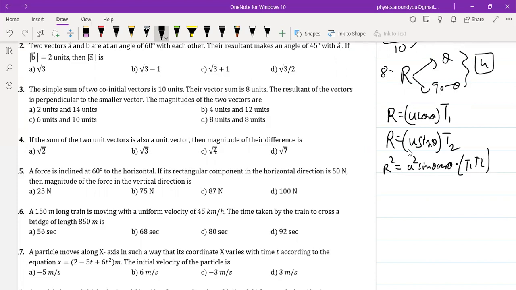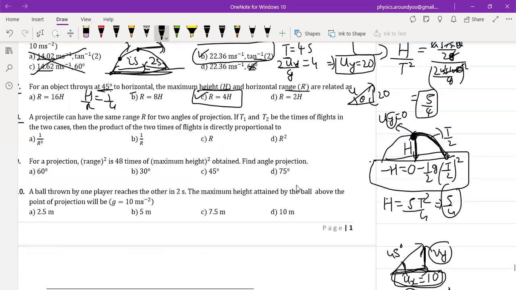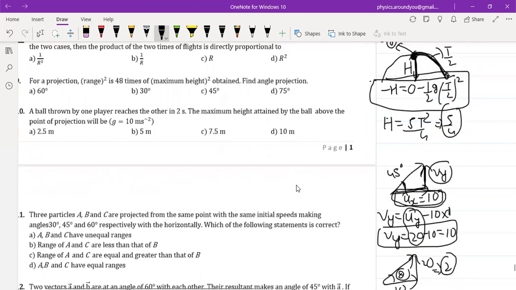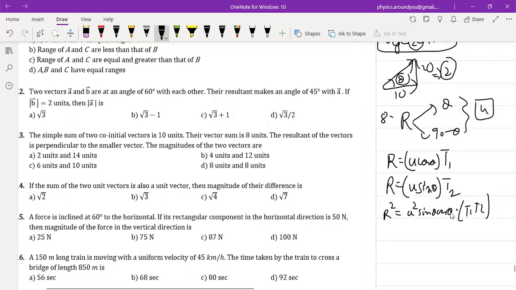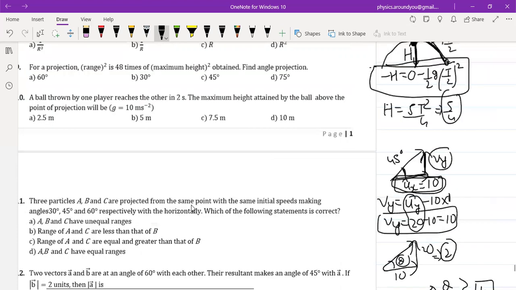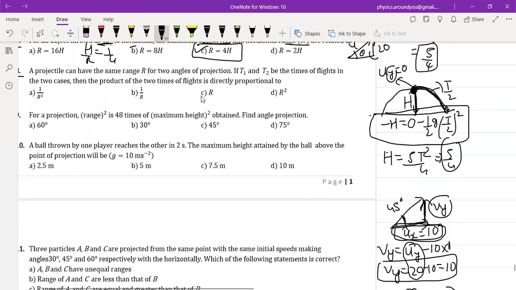But remember something. What is u square sine theta cos theta? If I multiply by 2 and divide by 2, you see this turns out to be u square sine 2 theta, because 2 sine theta cos theta is sine 2 theta. And that is nothing but the range formula, which you are getting somewhere over here. And this range cancels with one of the ranges in the LHS. So the product of the times of flight turns out to be proportional to just the range. So question number 8 goes with just the range R.